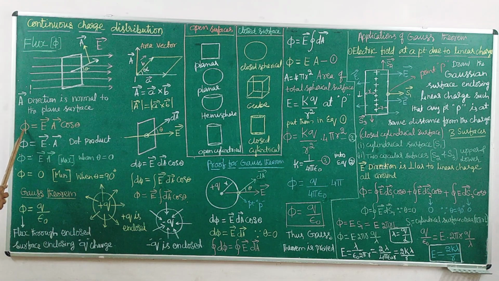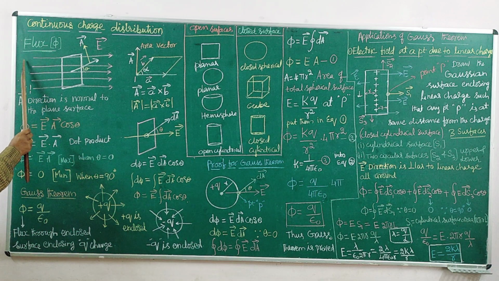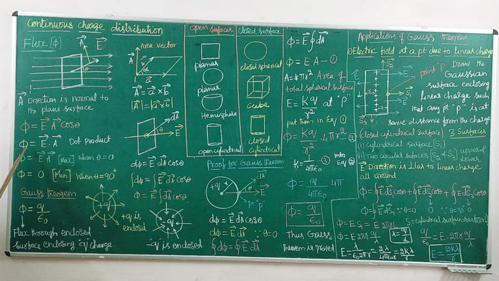So this flux depends on E and A, and I have the values of both. Also, for given values of E and A, it depends on the angle theta. For some fixed value of E and some value of A, the flux oscillates between a maximum and a minimum. The maximum is flux equal to E into A.